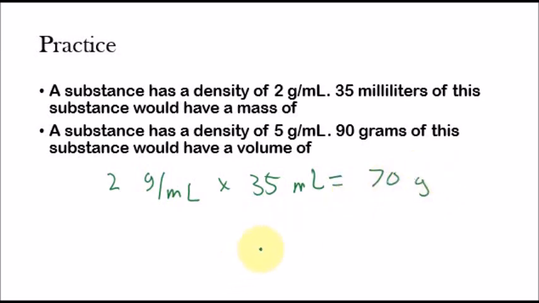Now, if we're given the mass and we want to find the volume, we're going to have to divide the mass by the density. Again, pay attention. If you're given the mass, you're trying to find the volume, and you're given the density, divide the mass by the density. So 90 grams divided by 5 grams per milliliter gives us 18 milliliters.